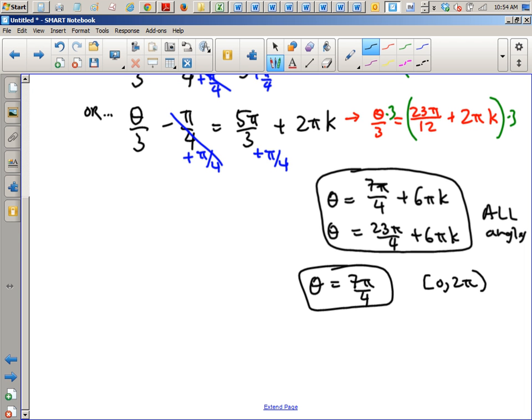So be very, very careful when you answer the second question, find the angles between 0 and 360. You don't want to put too many or too few. Last time we saw we could easily have written too few. This time we can see we'll get kind of carried away. If we start adding 6 pi k's, we're going to be way past 2 pi. So only the one answer there.